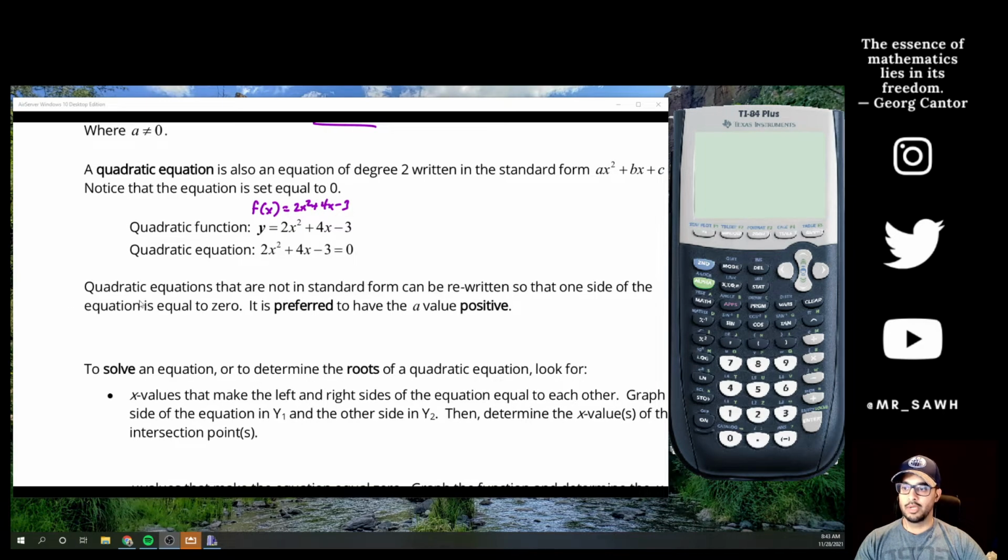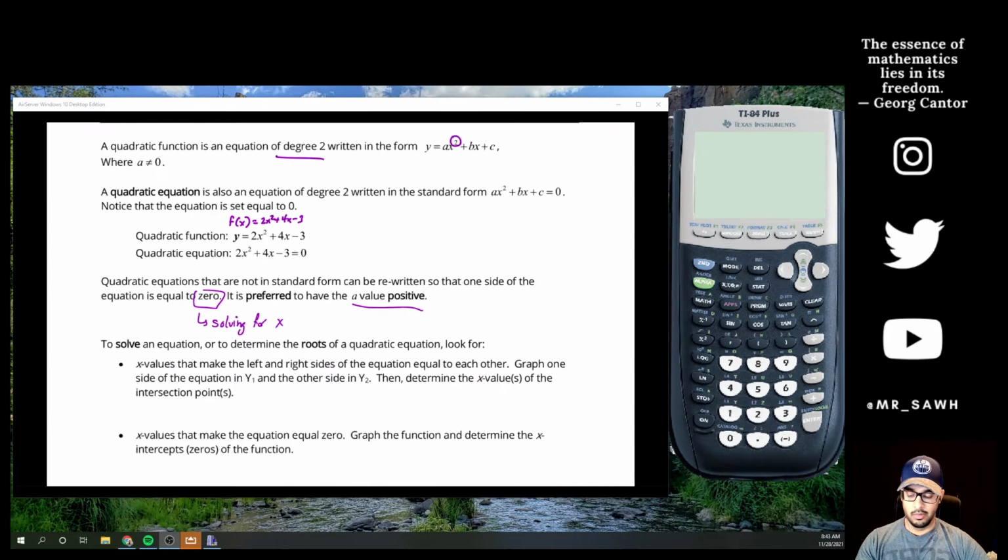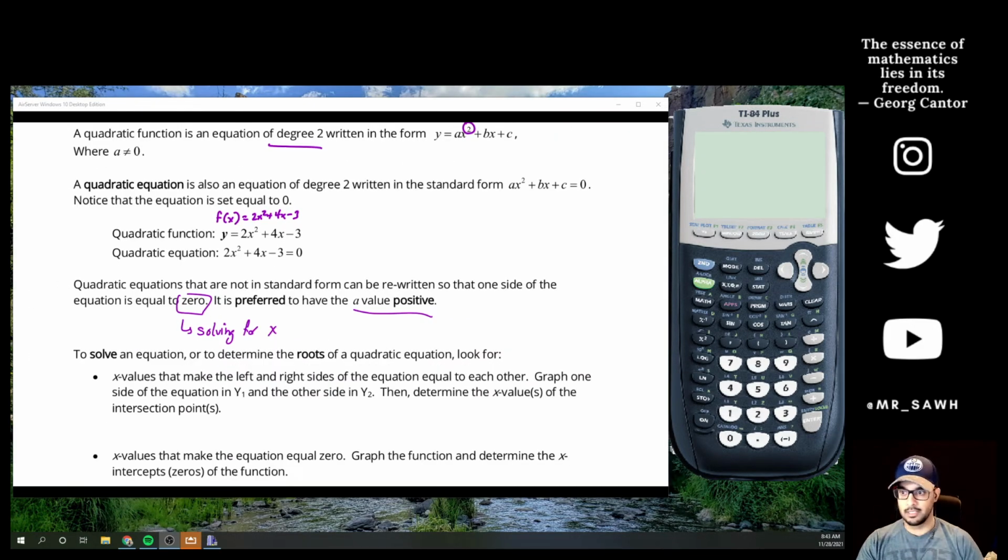Now quadratic equations can be rewritten so that they're equal to 0, and this is going to be helpful for us in terms of solving for x. So if I ever want to solve for the actual values of x, the x-intercepts, it's going to be helpful if it's equal to 0, and it's preferred that our a value is positive. It doesn't need to be, but it makes it a little bit easier if it is.